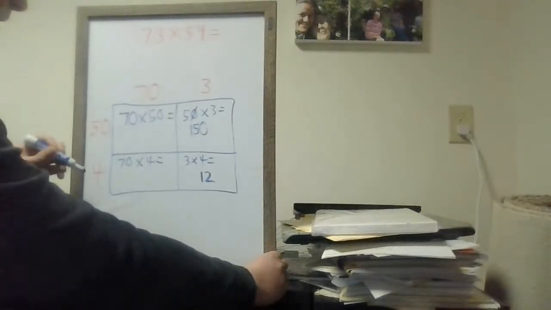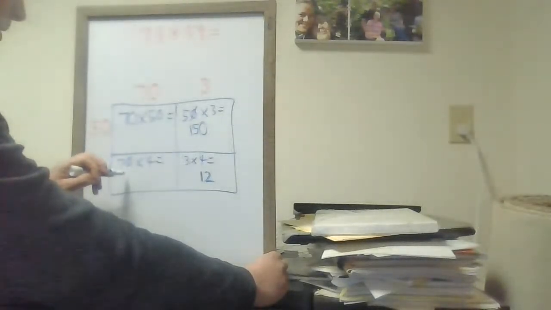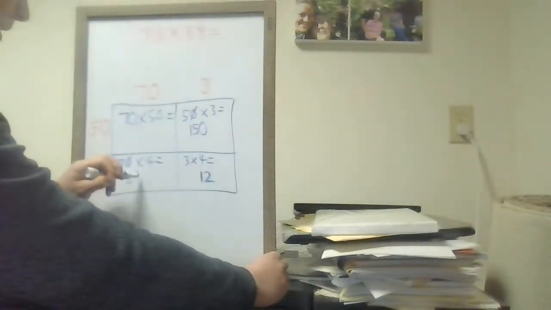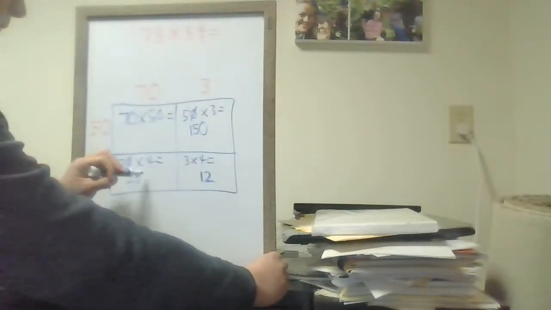All right, 70 times 4. Again, we're going to just multiply 7 times 4. 7 times 4 is 28. Now we're going to add the 0 to our answer. 28. If we add a 0 to it, becomes 280.